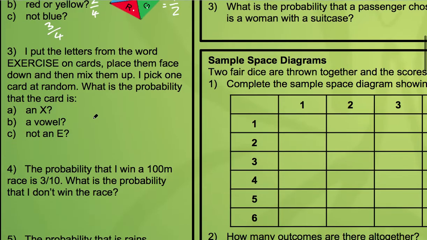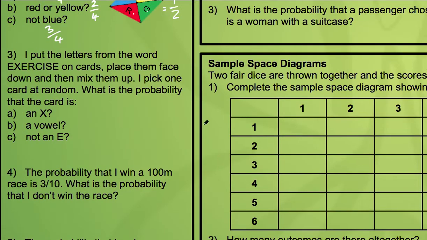Question 3, I put the letters from the word exercise on cards, place them face down and then mix them up. I pick one card at random. What is the probability that the card is an X? So all of this preamble is really just leading to a quite predictable question. All of this is just a description to make sure that the whole process is completely random. So the probability that the card is an X, there is only one X out of a total of 1, 2, 3, 4, 5, 6, 7, 8 letter cards.